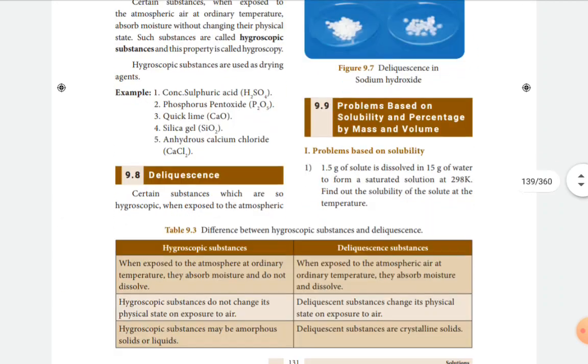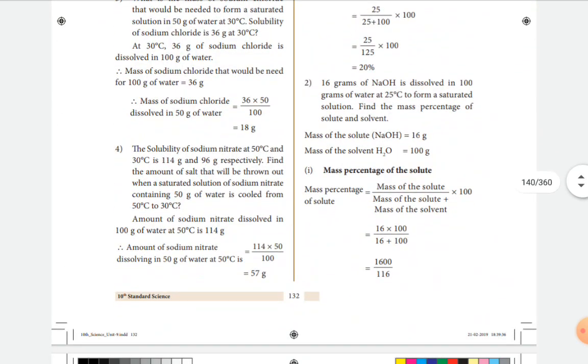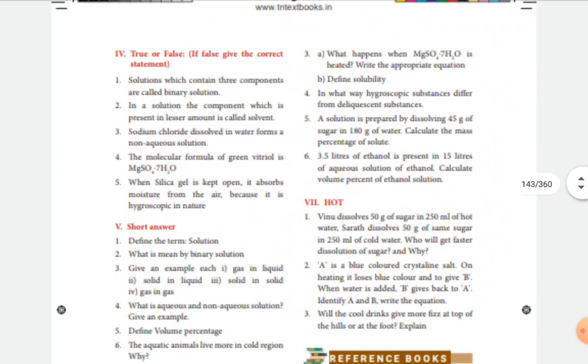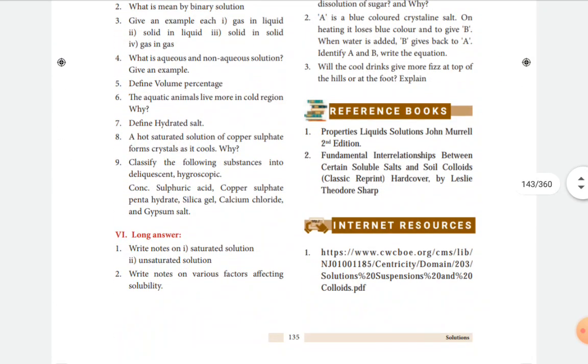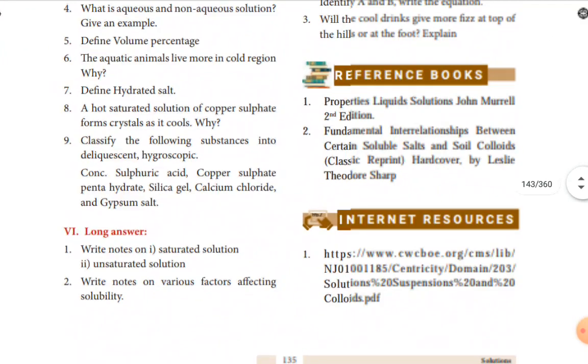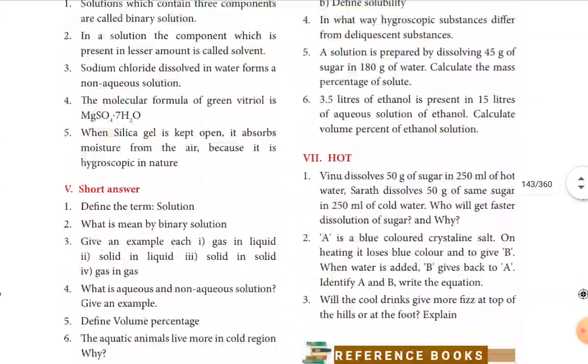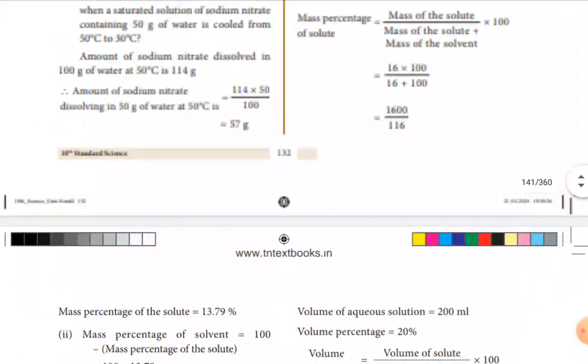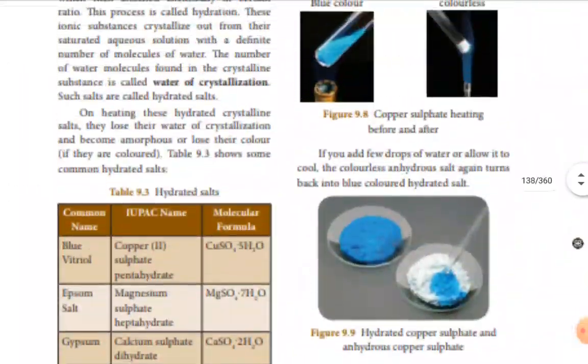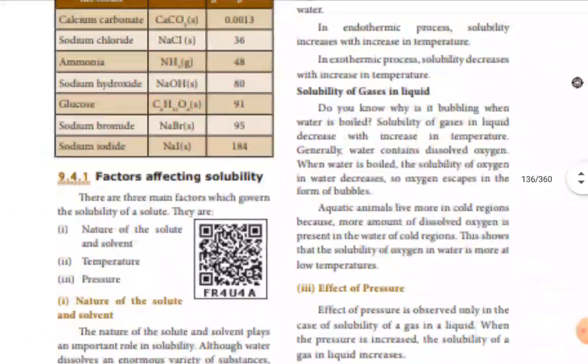The long answer, first question: write short notes on saturated solution and unsaturated solution. Question number 1. Write notes on saturated solution and unsaturated solution. So this question is also already in your book itself. At the beginning of the lesson it is given what is saturated, what is unsaturated.